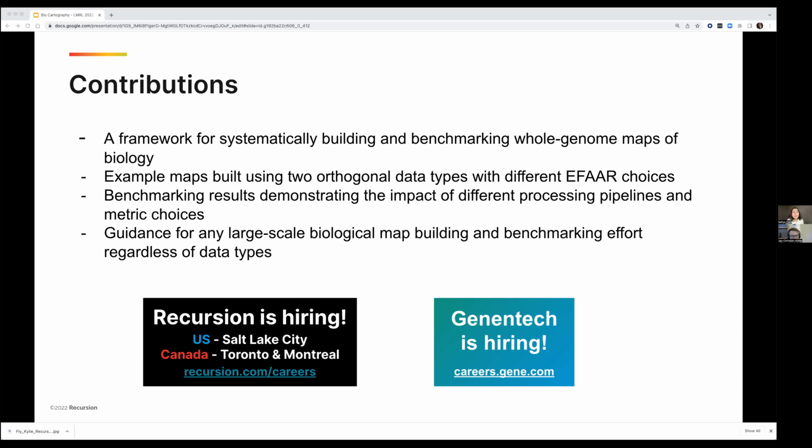It also can be expanded to include settings where additional perturbation types or assay variables are assessed. We hope that this framework will be generally useful as these large-scale map building efforts become more common.